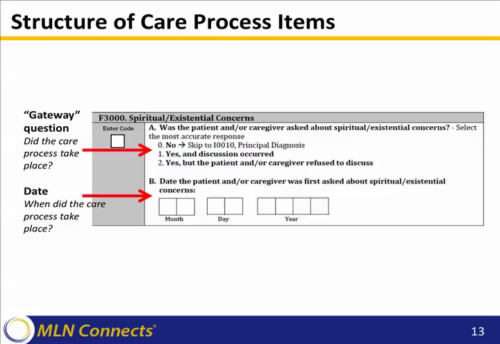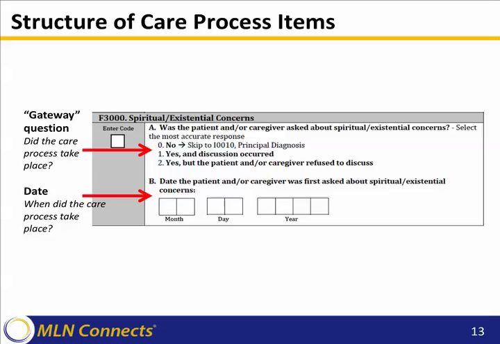For example, the care process item listed on this slide, item F3000, does not have a Part C or a results component. F3000 begins with the gateway question, Part A or F3000A. For Part A, the data collector reports if the specific care process occurred. In this case, whether the patient and/or caregiver were asked about spiritual or existential concerns.